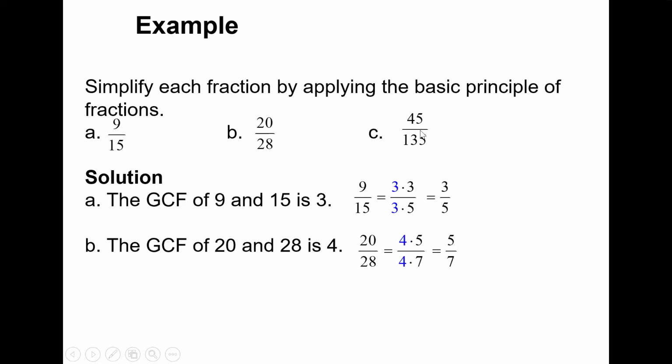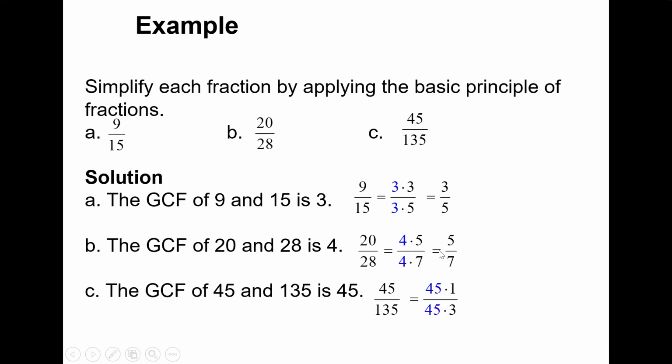Now here, 45 can go into both of them. So 45 goes into here, 45 goes into here, cancels, and we end up with 1/3. So that one is one that you have to think about.